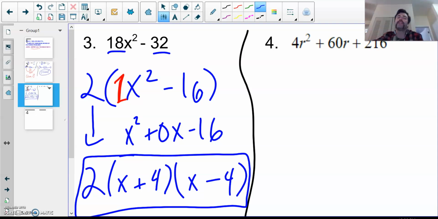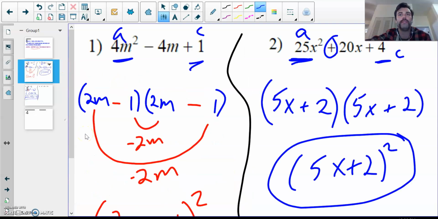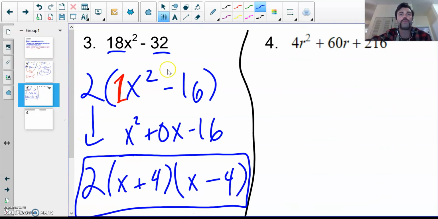Our next one. Again, the first question you ask yourself is, is there a greatest common factor? Well, I noticed that 4 is a perfect square, but 216 is not. So I can't use this method here. Next question, is there a greatest common factor, which is really the first question.